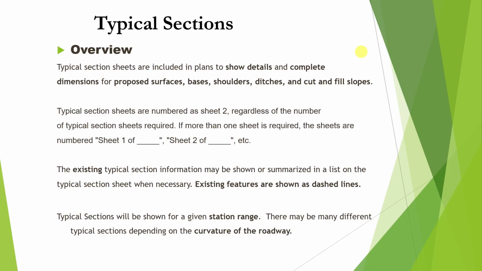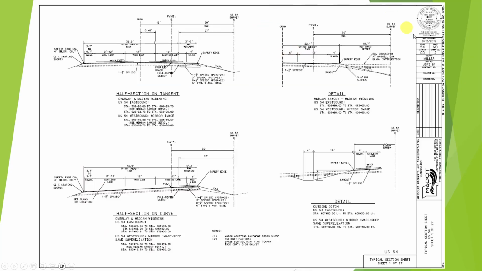And let's just get into the typical sections. So here's a typical section sheet. This is one that's actually been built out there. You can see on a typical section sheet you have a half section on tangent here, and this is on US Highway 54 eastbound. What it talks about in this little piece of information is you've got some pavement out here that they're overlaying or placing. You see a match existing, so they're matching the existing slopes that are out there, and you've got the existing pavement below it.